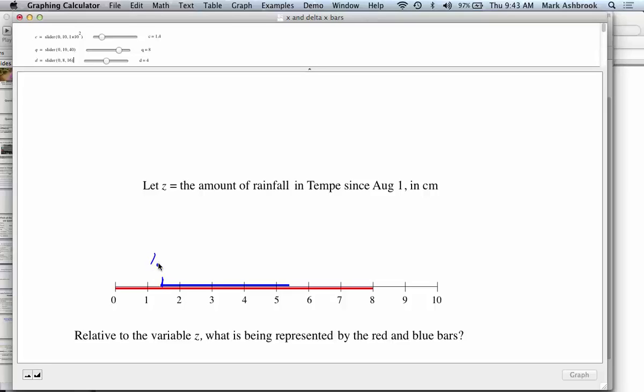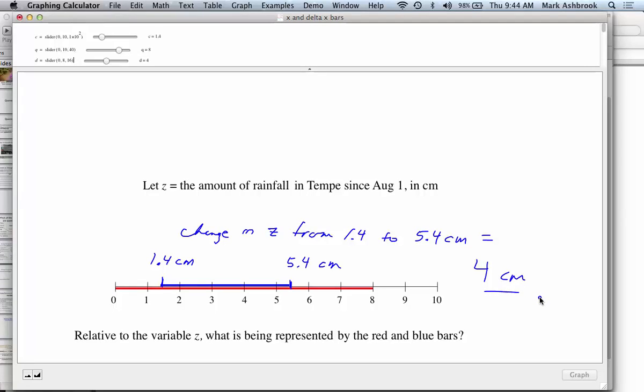Maybe 1.4 centimeters is the start of that blue bar. And what's the end here? 5.4 centimeters. So that blue bar represents the increase in rainfall from 1.4 centimeters to 5.4. So it's the change, the blue bar represents the change in Z, from 1.4 to 5.4. And what is that amount of change? 4 centimeters.